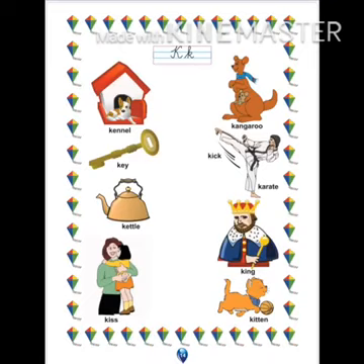Now we will practice some picture reading with the alphabet K. K says K, K, kennel, K, kangaroo, K, key, K, karate, K, kettle, K, king, K, kiss, K, kitten.